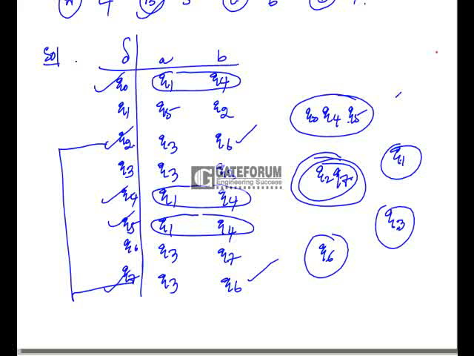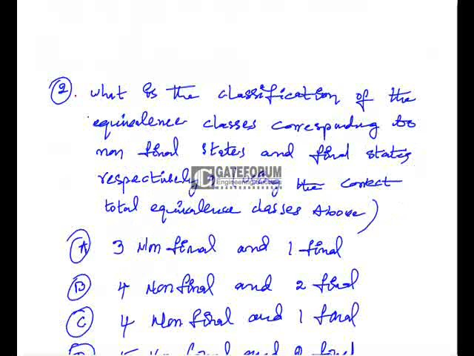There is another question which is linked to this. What is the classification of equivalence classes corresponding to non-final and final states respectively, using the correct equivalence classes above? A. 3 non-final, 1 final. B. 4 non-final, 2 final. C. 4 non-final and 1 final. D. 5 non-final and 2 final.